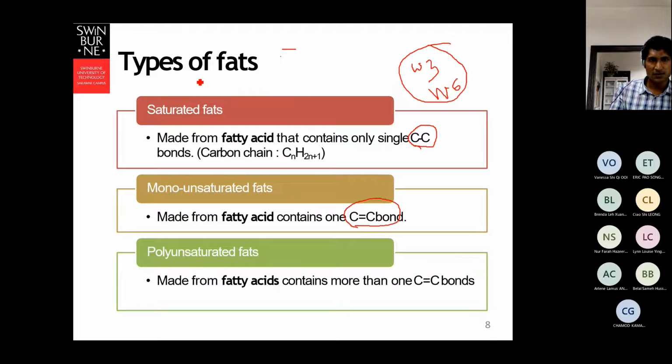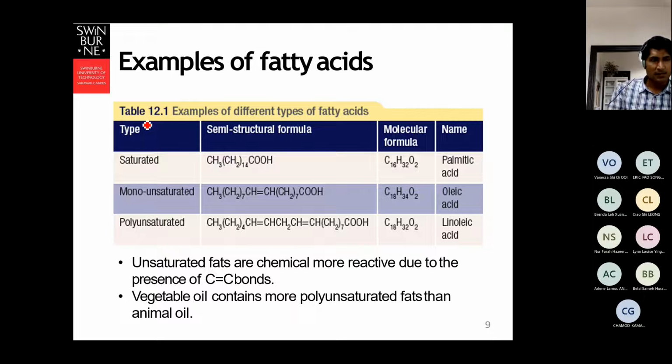The double bond. Because of the double bond, the chain bends, right? The chain bends and they do not have the chance to integrate with each other. Okay, later I will probably learn more. So, examples of fatty acids.